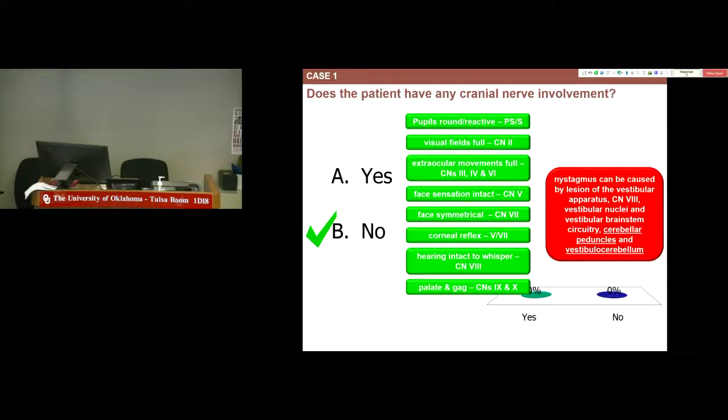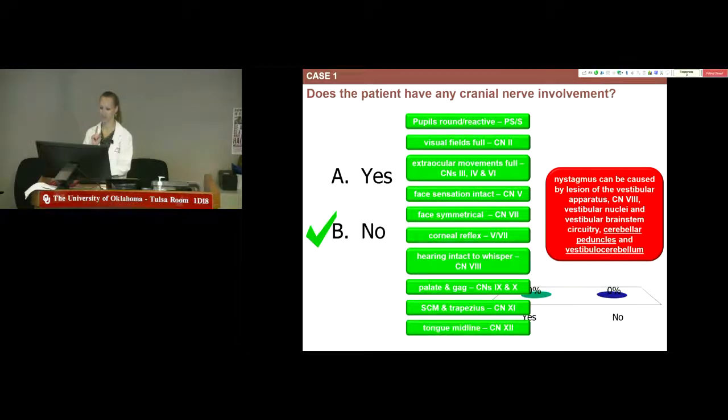8 is probably okay. We were probably looking at some type of issue with the vestibular circuitry. So that could be vestibular apparatus, we're probably not it. Vestibular cochlear nerve, probably not. Vestibular nuclei, we're just not suggestive of a brainstem lesion at this point. But if we have a lesion of the cerebellar peduncles or of the vestibular part of the cerebellum, indeed we can have nystagmus.